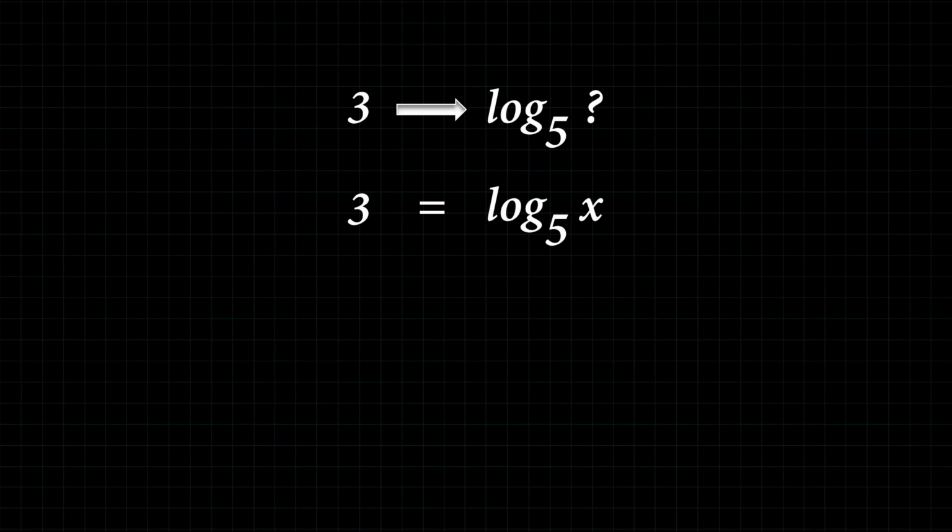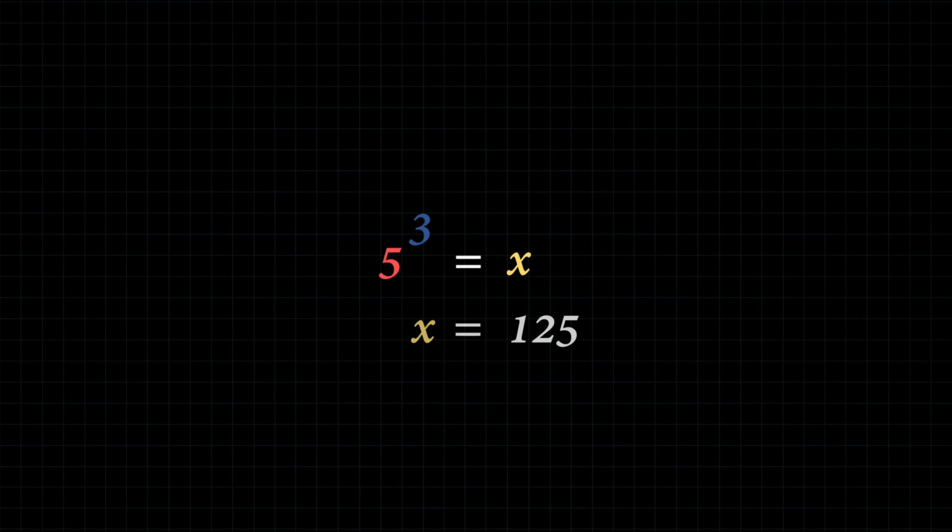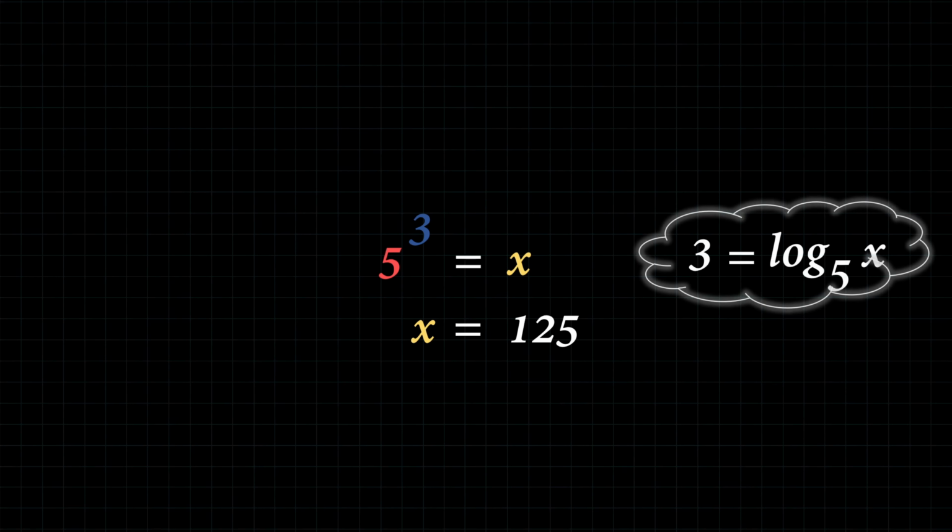Another example is, what if I have a number 3, but I really want to write it as a log with a base of, let's say, 5? What would my argument have to be? Since I don't know, I could set it as x. And now I have a logarithmic equation. Well, first of all, I'm going to move it to the left, just a personal preference. And I can rearrange it so that I can turn it into the exponential form. And I can solve for x, which is 125, which means the argument x would have to be 125. So 3 can be written as log base 5 of 125.